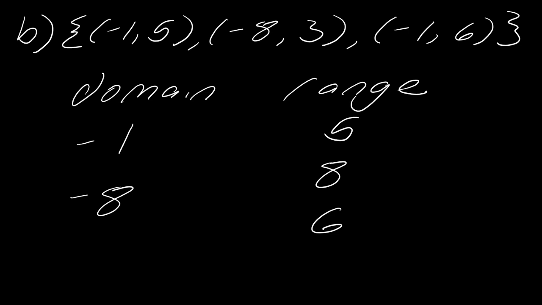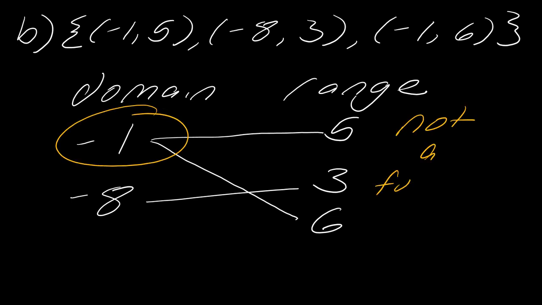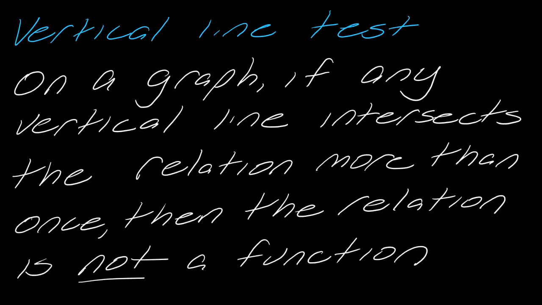And if I go ahead and try to create a mapping, -1 goes to 5. Oops, sorry, this should have been 3. -8 goes to 3, and then -1 also goes to 6. And so we can see here, this is a problem, so this would not be a function. So when you have a set of points like this, it's nice and straightforward. You might have to draw a little map, but it's pretty clear when you've got a function.